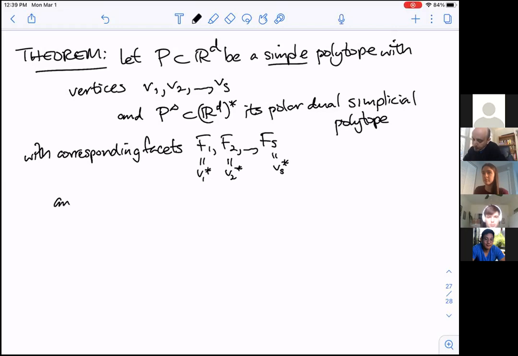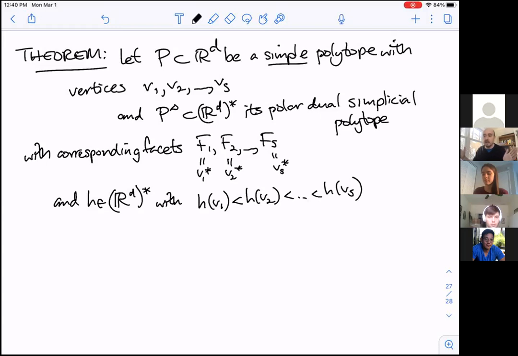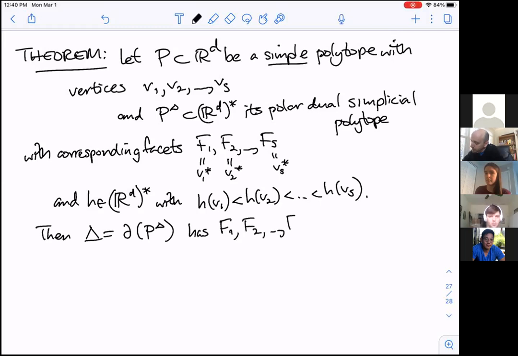And I want to pick a functional. So H should live in R^d star and order the vertices V1 through Vs according to that indexing. In other words, H of V1 less than H of V2 less than H of Vs. So in particular, it's taking distinct values on distinct vertices of P. Okay, so then the simplicial complex, which is the boundary of that polar dual, the boundary of the simplicial polytope, definitely has this ordering as a shelling order.